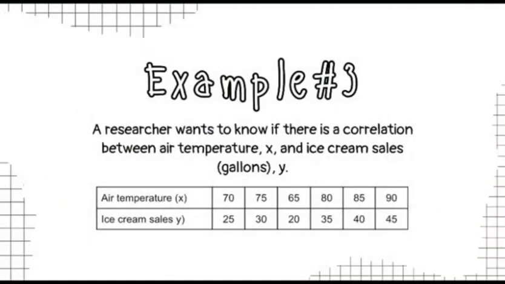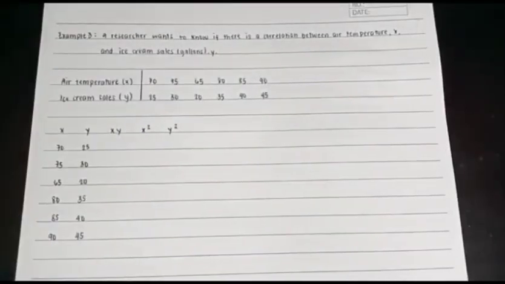And for the last example, a researcher wants to know if there is a correlation between air temperature and ice cream sales in gallons. For our last example, Rx is the air temperature while Ry is the ice cream sales. So, kung titignan nyo ulit, inayos ko na ulit yung values ng x and y natin. So, let's proceed naman sa xy or the product of our x and y. Same process lang, so wag nyo pahirapan yung sarili nyo.